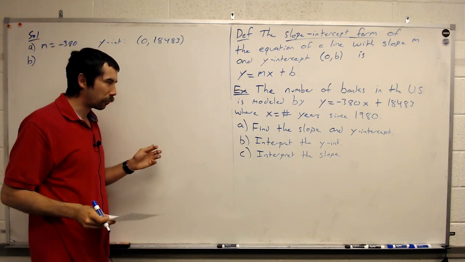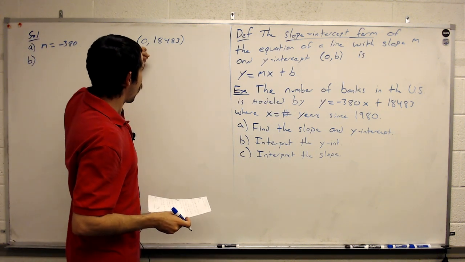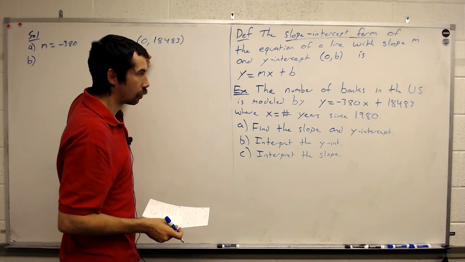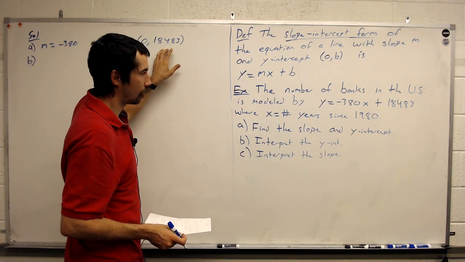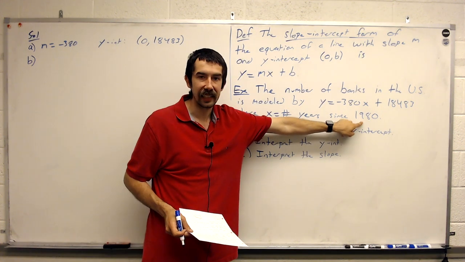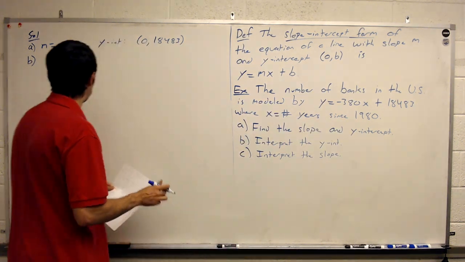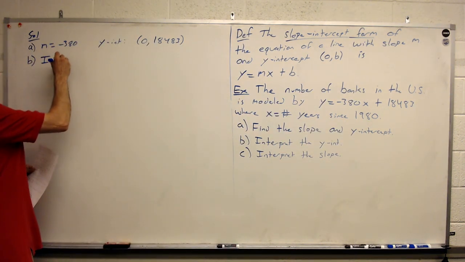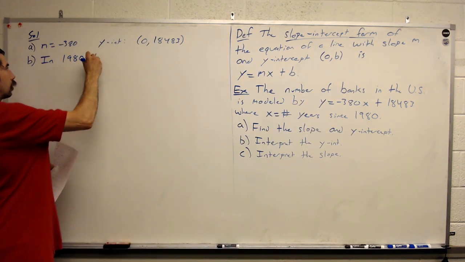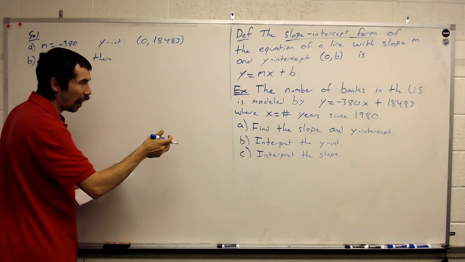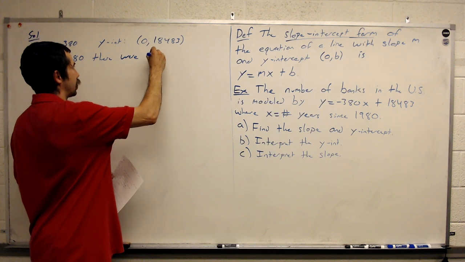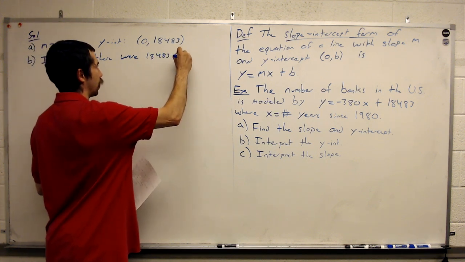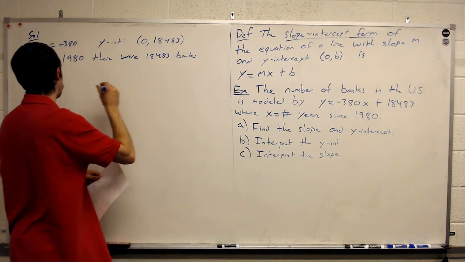So how do we interpret the y-intercept? It says when x is 0, y is 18,483. x is 0 is the year 1980. So in 1980, and y is the number of banks, there were 18,483 banks in the US.